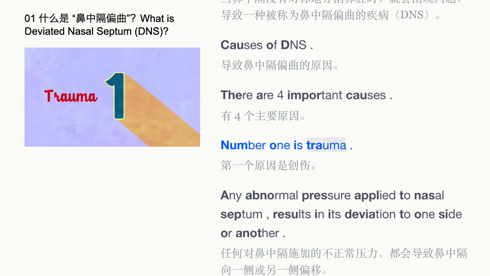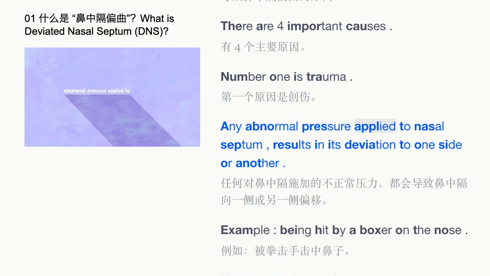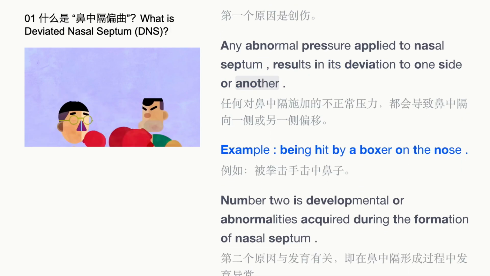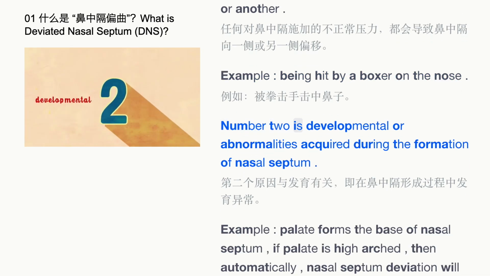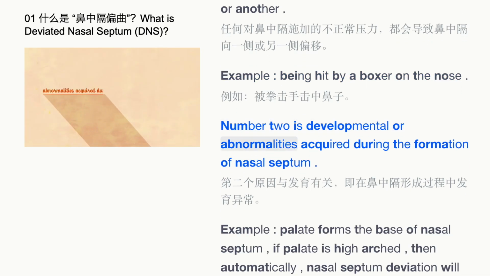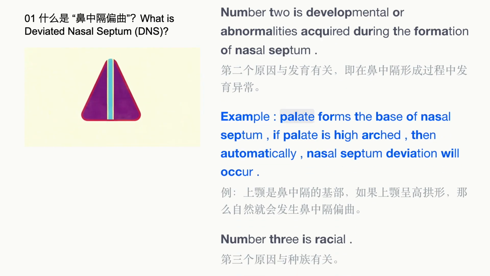Number one is trauma. Any abnormal pressure applied to nasal septum results in its deviation to one side or another. Example, being hit by a boxer on the nose. Number two is developmental, or abnormalities acquired during the formation of nasal septum. Example, palate forms the base of nasal septum. If palate is high arched, then automatically nasal septum deviation will occur.